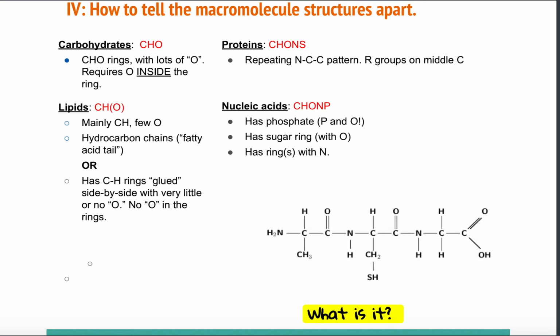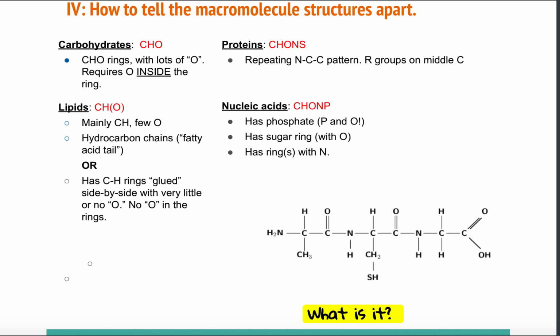All right, looking at this, I see N, a C, a C. I see another NCC. I see another NCC. The middle C gets to be dealer's choice and should be consistent. It's either all kind of weird on the bottom or all kind of weird on the top, and the other side should be consistent with a single H. And you should see consistently on the second C in the NCC a double bond. Double bond, double bond, double bond. All right, that's how I know it's a protein.